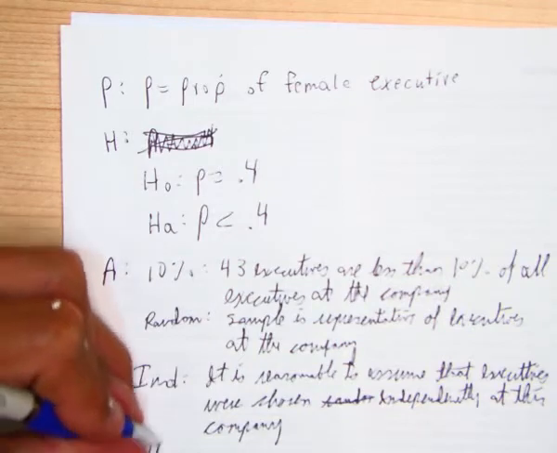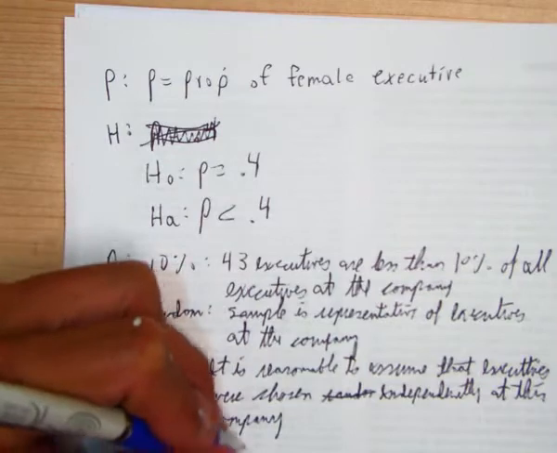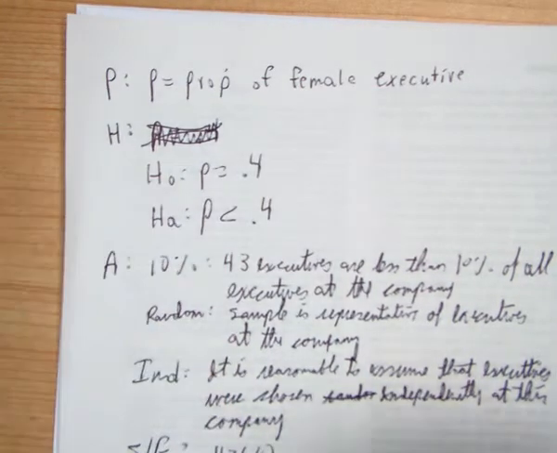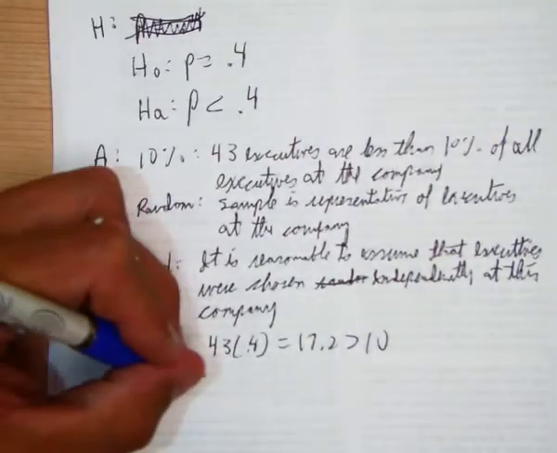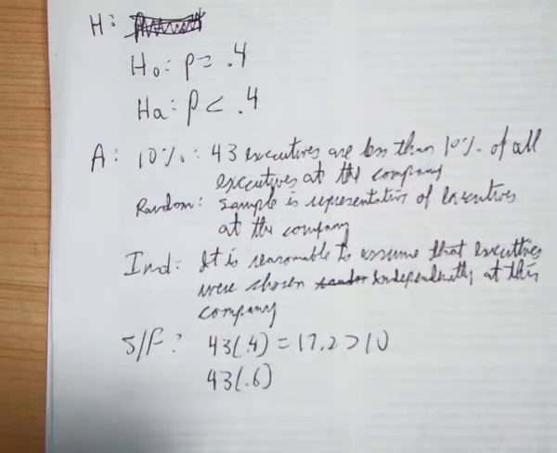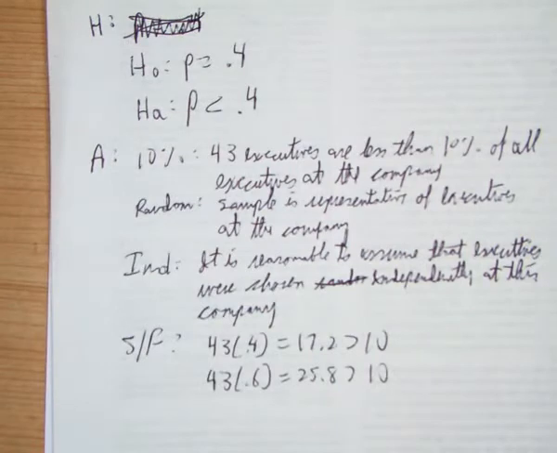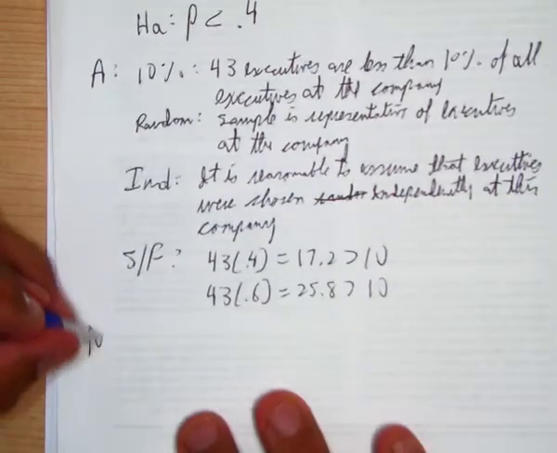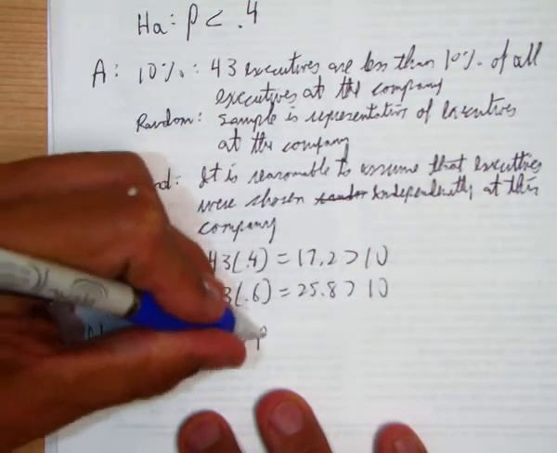And then success failure. Okay, so in success failure, 43 times 0.4 is 17.2, and that's greater than 10. And then 43 times 0.6 is 25.8, and that's greater than 10. So we met all of our conditions. Name it. This is a one-prop hypothesis test.